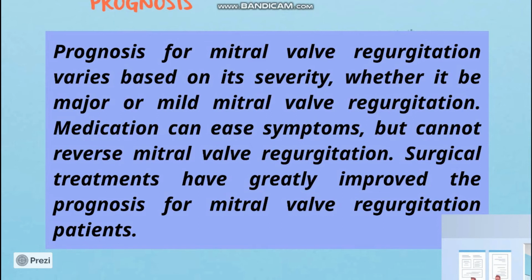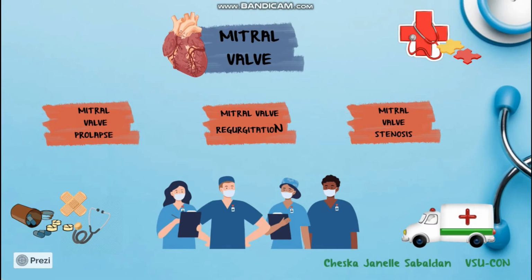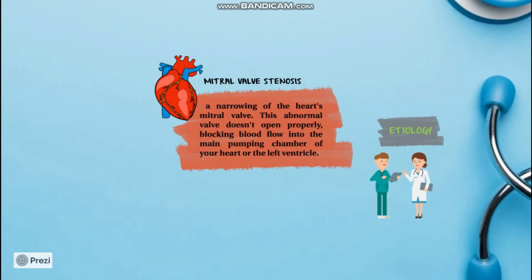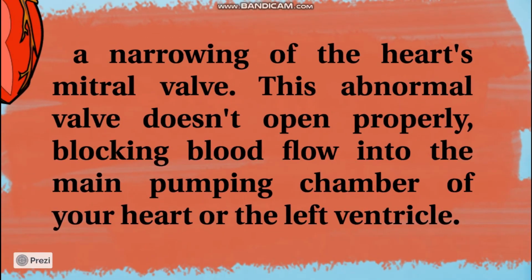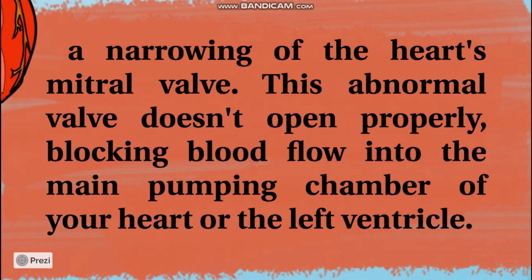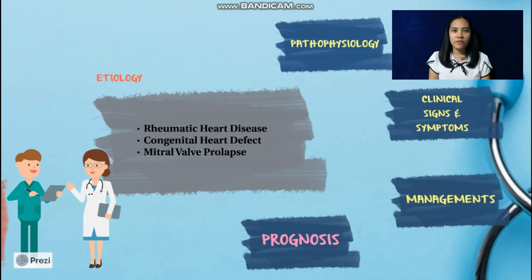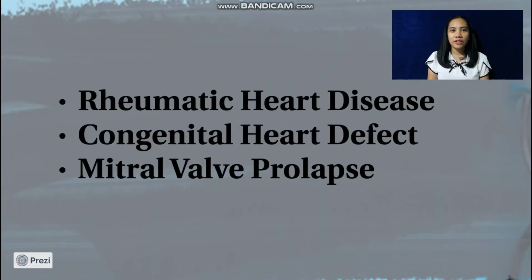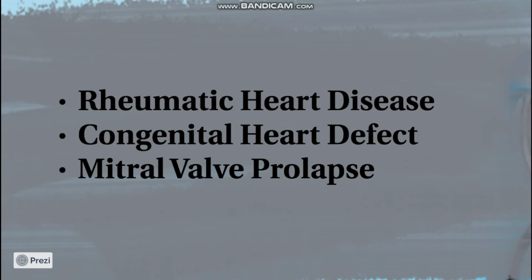Surgical treatments have greatly improved the prognosis for mitral valve regurgitation patients. Now, let's discuss the last disorder, mitral valve stenosis. Mitral valve stenosis is the narrowing of the heart's mitral valve. This abnormal valve doesn't open properly, blocking blood flow into the main pumping chamber of your heart, the left ventricle. The leading causes of mitral valve stenosis are rheumatic heart disease, congenital heart defect, and mitral valve prolapse.